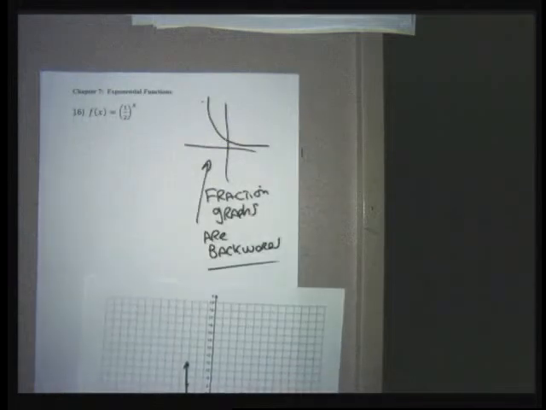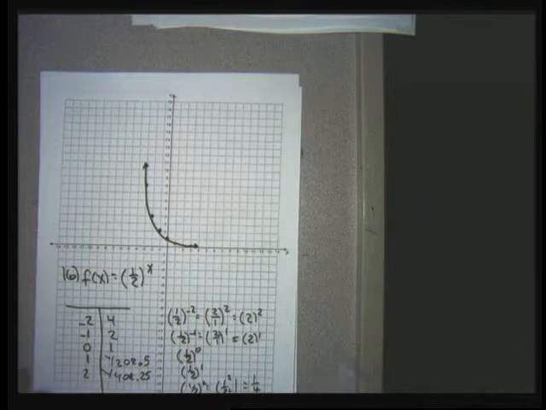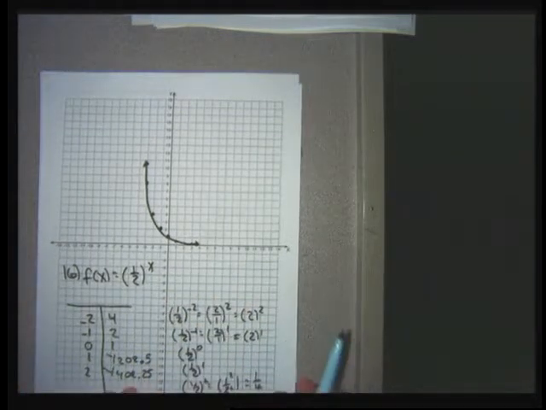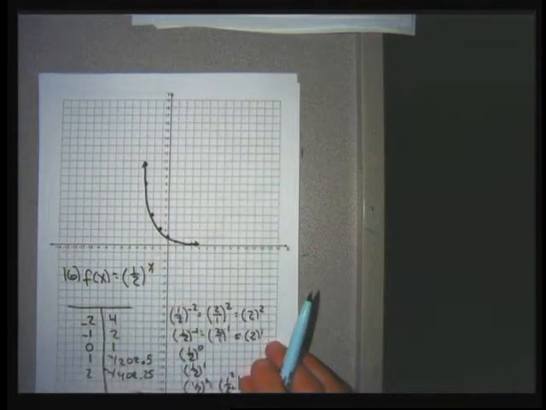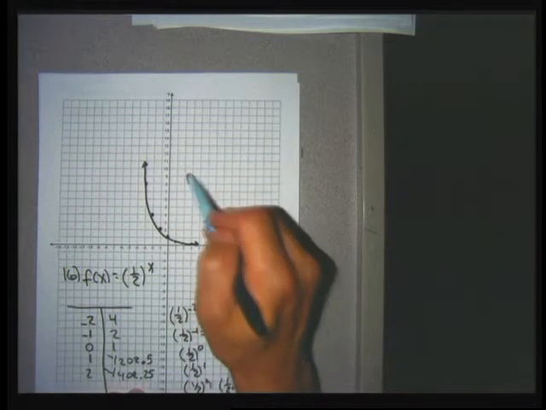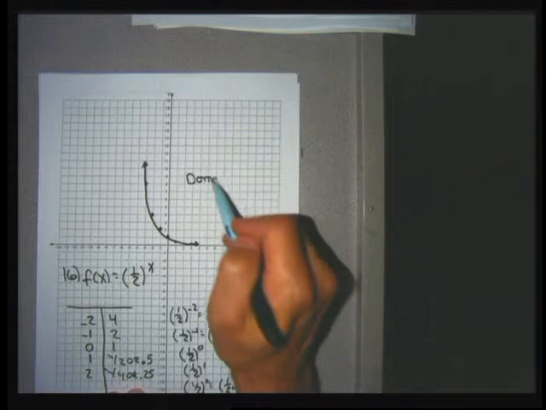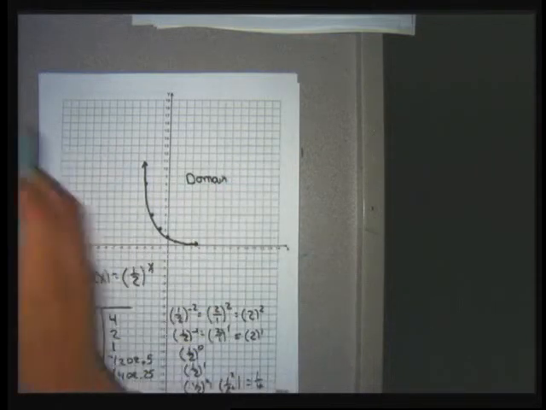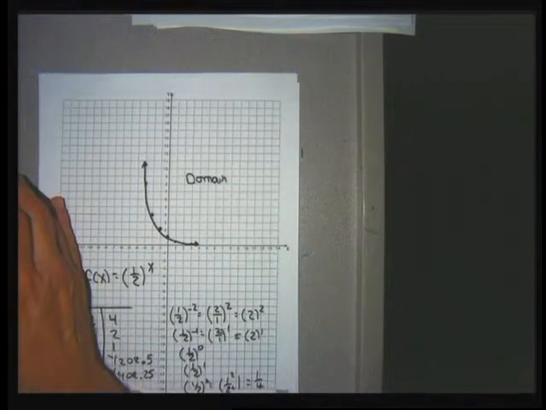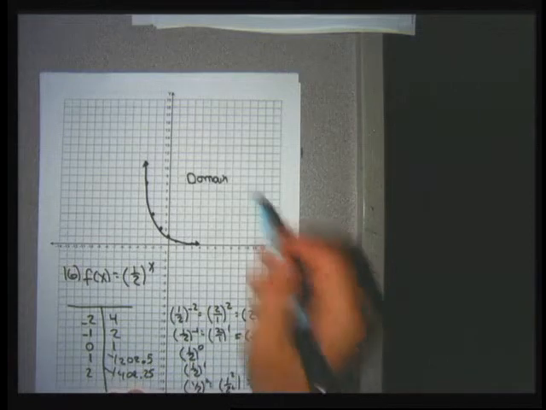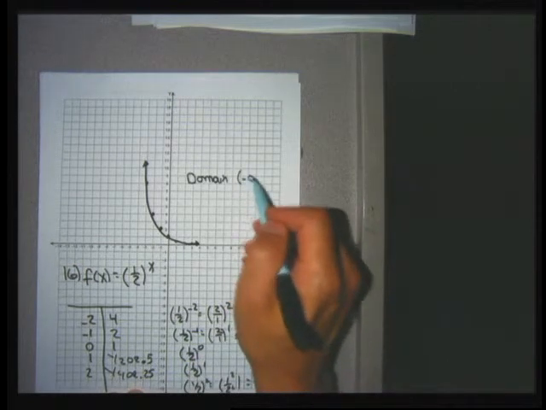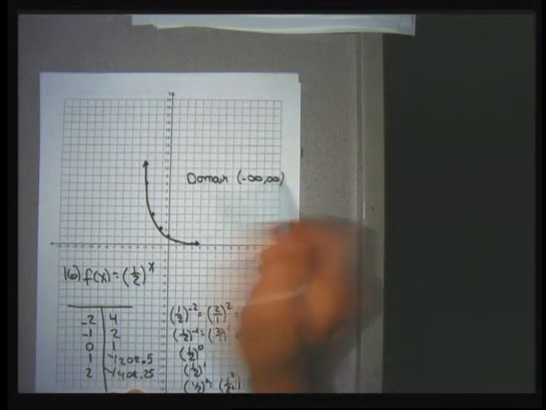The fraction makes the graphs go backwards, meaning it gets high to the left of the y-axis and low to the right of the y-axis. It doesn't change the domain and range though, because you can see the graph everywhere if you go far enough to the left, the negative x's, and you can see it everywhere if you go to the positive side. The domain of every exponential function that we're going to graph is that.